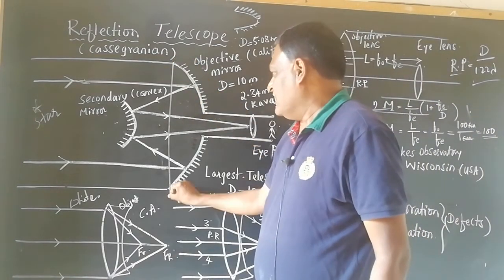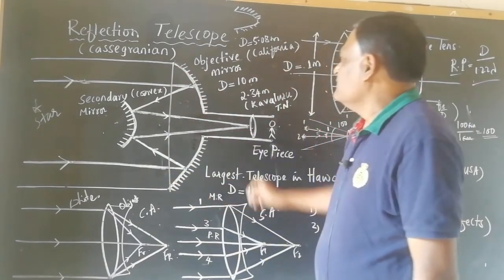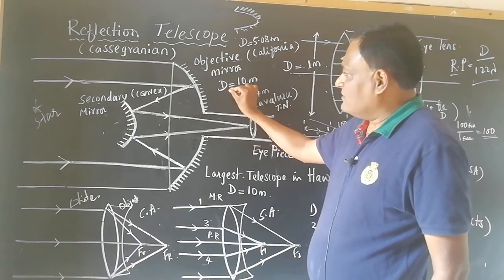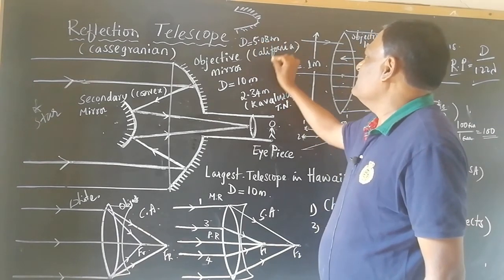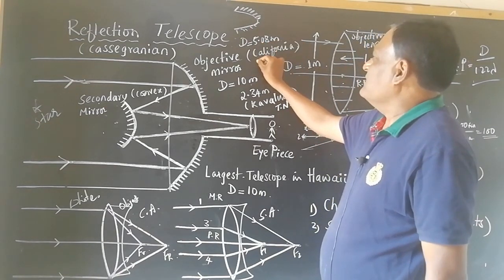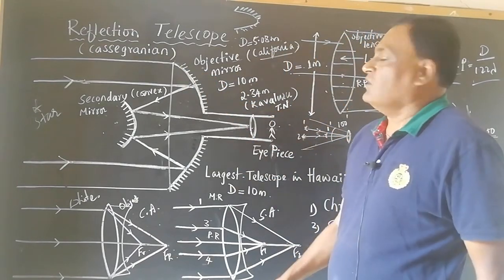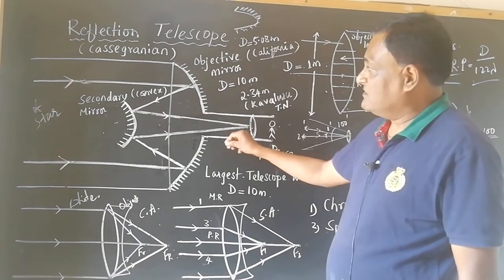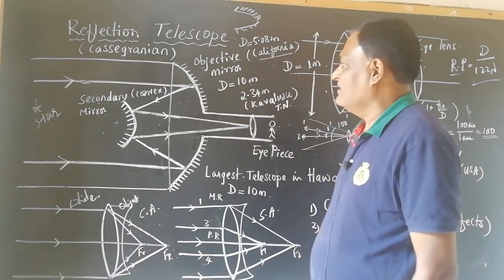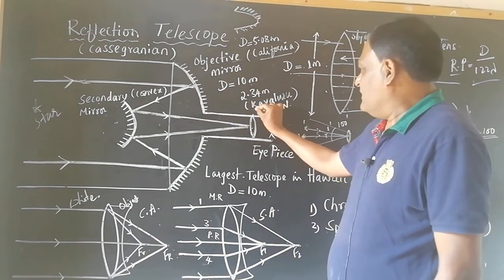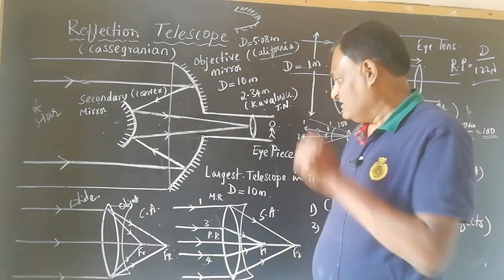So here the aperture is measured as the effective diameter of the concave mirror. The effective diameter of the concave mirror is 5.08 meter. This particular type of reflection type telescope is there in a place called California. The largest reflection type telescope has a diameter of the order of 10 meter. In India, in a place called Kavalur in Tamil Nadu, we have a reflection type telescope.